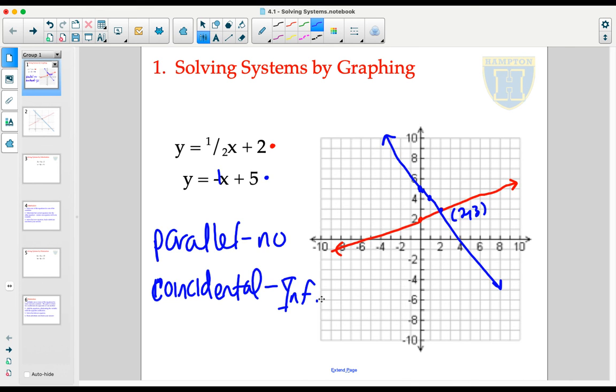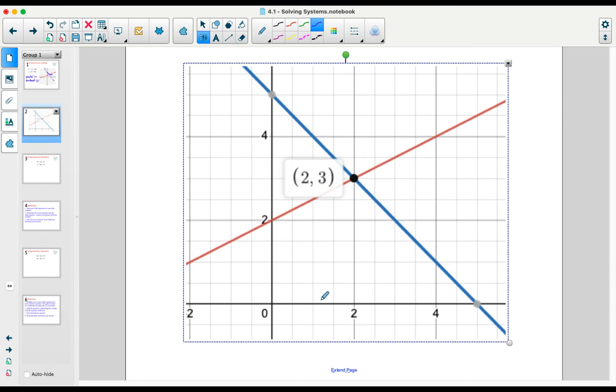Now you can already start to see where this strategy is a little bit problematic. We got lucky that we intersected at a really nice point (2, 3). And using a graphing technology, you can see that point very obviously. That point jumps out at you. You can click on it if you're using Desmos to view your graphs.